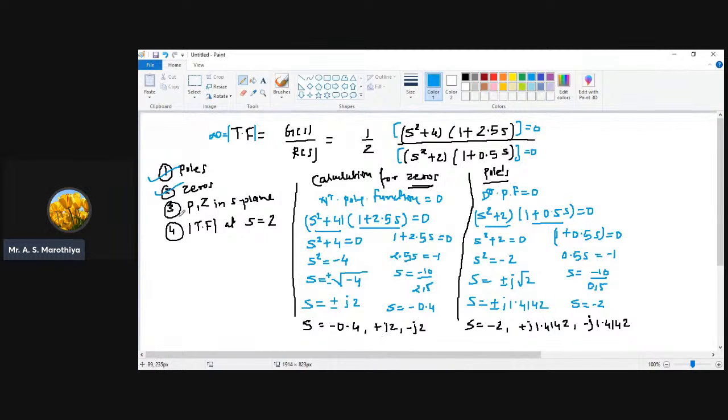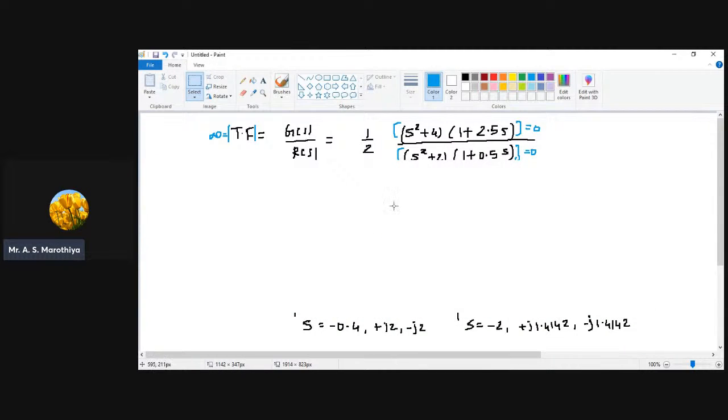Now we need to indicate these poles and zeros in the S-plane. So how to represent them? Now to indicate these poles and zeros in the S-plane, first of all we need to draw the structure. So the structure is something like this. We need to take two-dimensional axis.